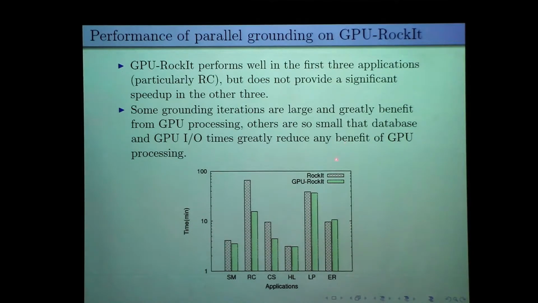Now, the performance of our GPU Rocket system was compared against Rocket. We performed very well in 3 of the applications, but unfortunately we were unable to provide a significant speedup on the other applications. What we found from analyzing our results is that some grounding iterations on these problems are very large, so they greatly benefit from GPU processing. But the problem is that others are small, and the database and the GPU input-output times greatly reduce the benefit of the GPU processing.